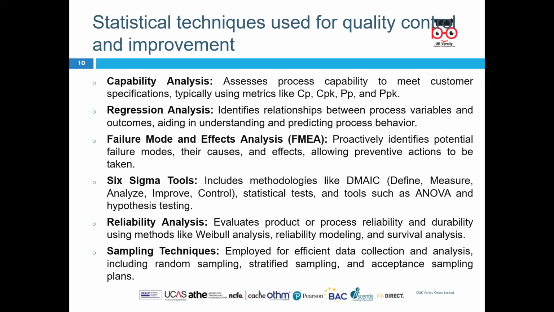Then the next statistical technique is capability analysis. It assesses process capability to meet customer specifications, typically using metrics like CP, CPK, PP, and PPK. So these are different metrics. Then we have regression analysis. Regression analysis identifies relationships between process variables and outcomes, which aid in understanding and predicting process behavior.